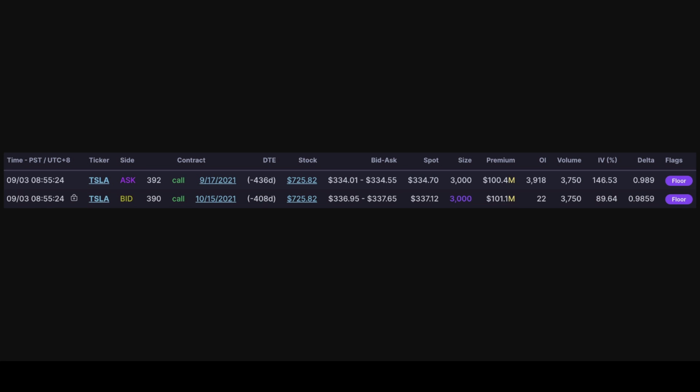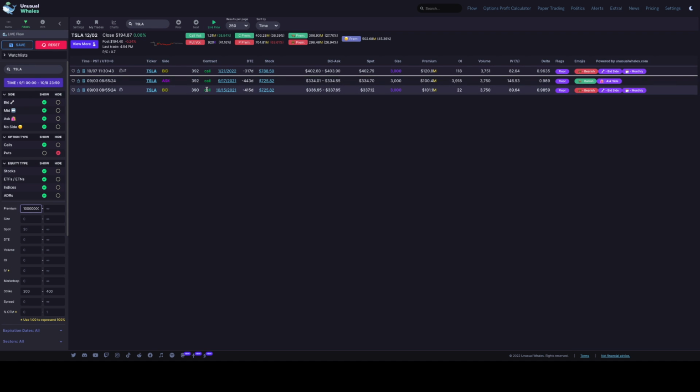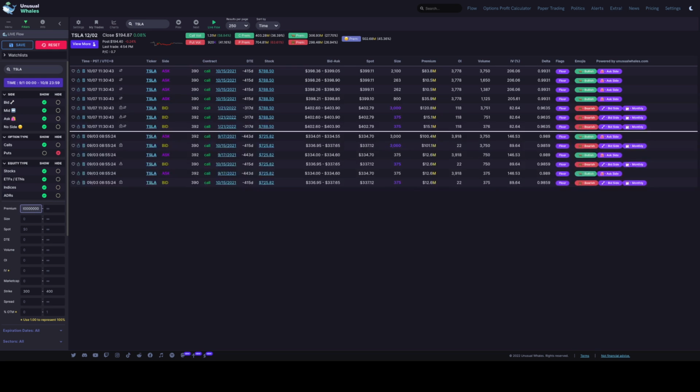How do I know that? Let me show you. Over here, we have 3,000 side and 3,000 side, but that's not enough. I remember this trade. I was trading it, so I'll remove a zero. Premium now is going to be 10 million, and here it is. Now we found the whole trade.